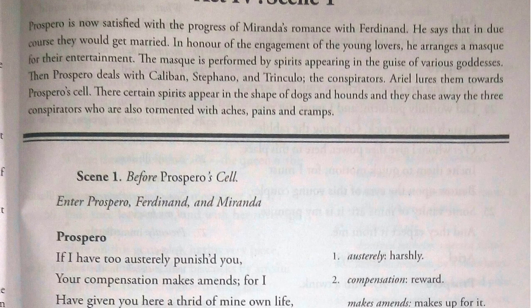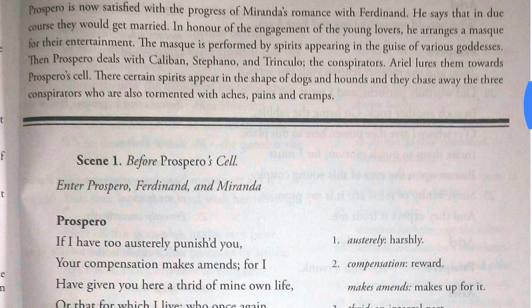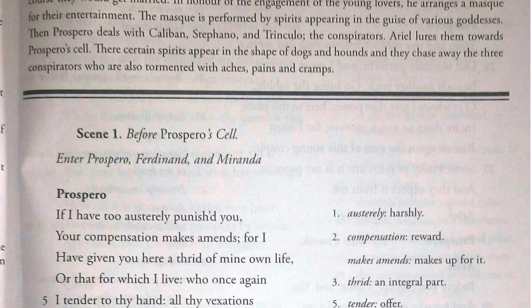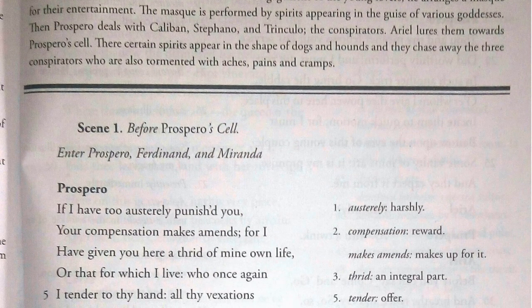Now, in honor of the engagement of the young lovers, he arranges a masque for their entertainment. Now, this is very important. This particular portion of the scene is very popular as the Masque of Juno. So we are going to see the Masque of Juno. It's an entertainment show performed by spirits appearing in the guise of various goddesses. And the purpose behind this is not just to entertain the new couple, that is Ferdinand and Miranda, but also to at the same time create a sense of feeling that the gods and goddesses of heaven are blessing their union. So that is the whole purpose behind organizing this masque. But this masque is not really being performed by real goddesses, but actually by the spirits controlled and governed by Prospero through Ariel.